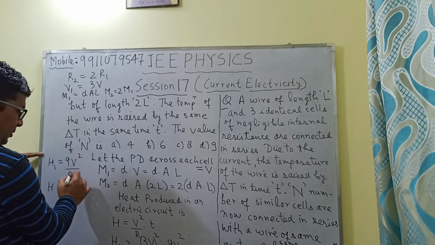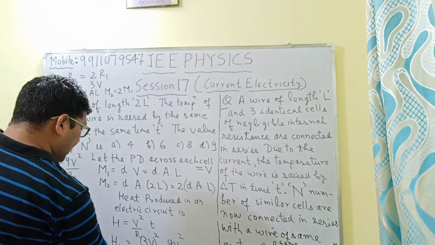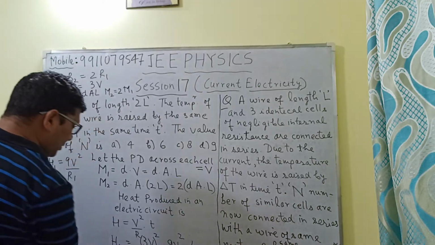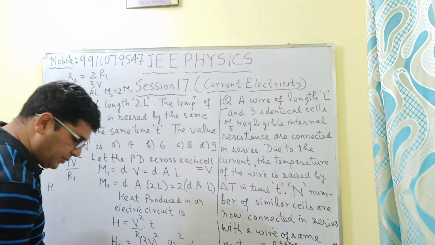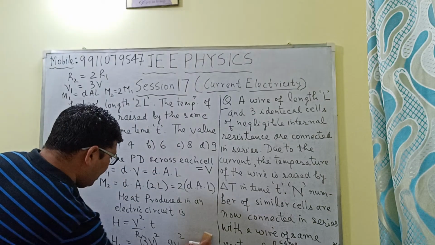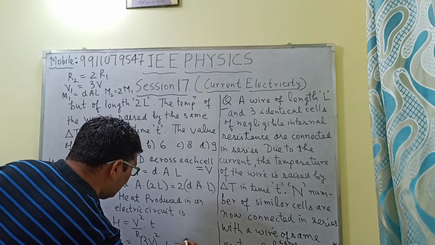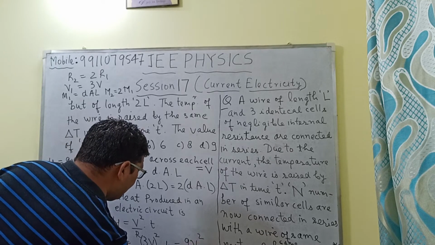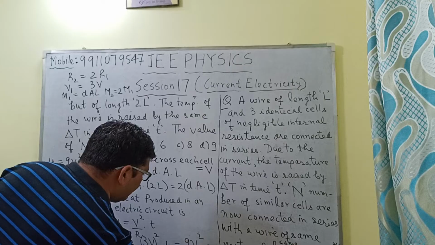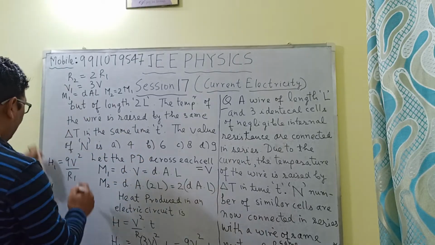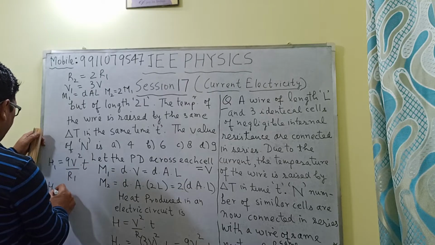into T. So H1 is equal to 9V square divided by R1 into T. So this will be my H1 into T. Now what will H2 be?